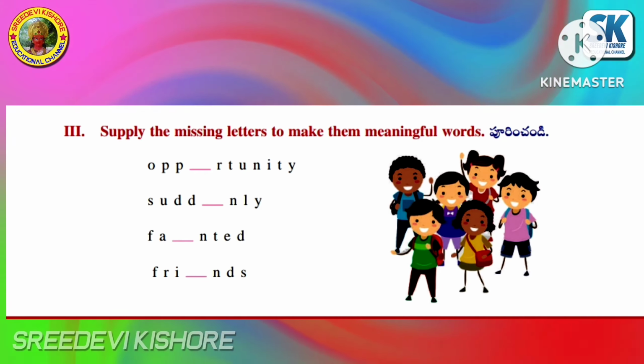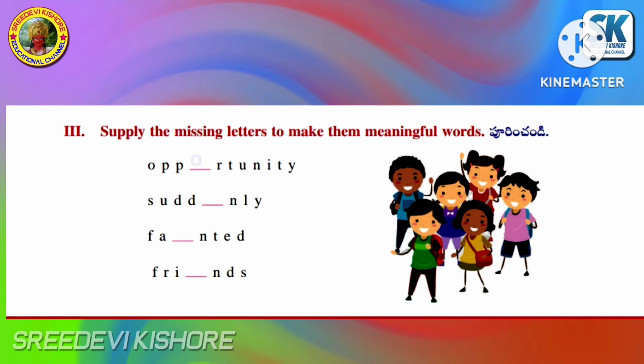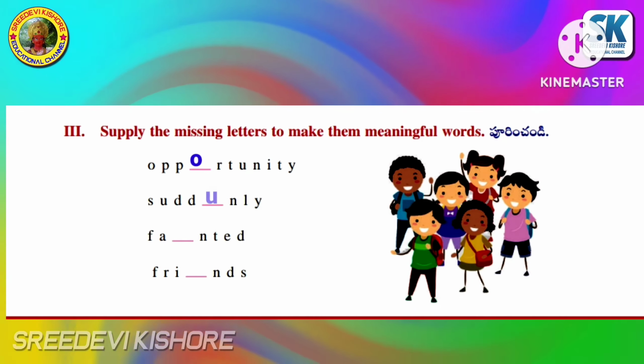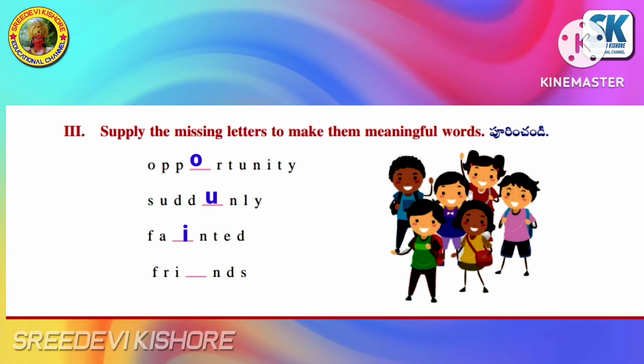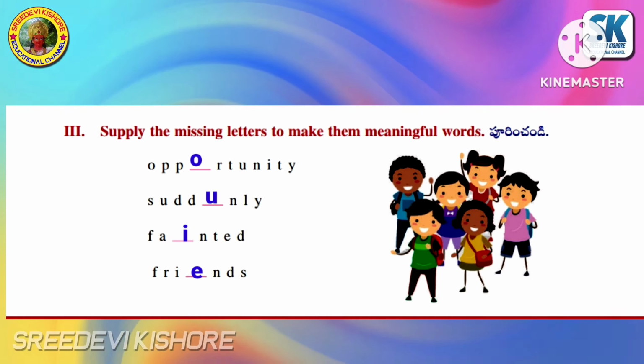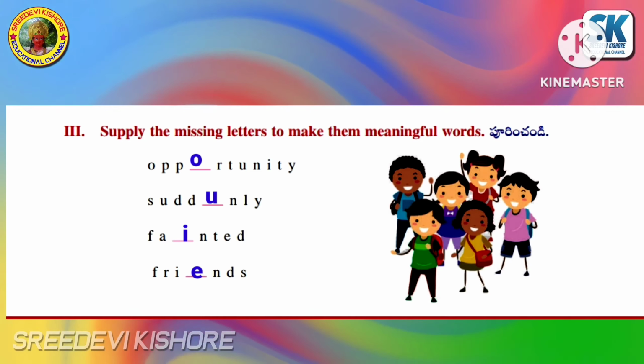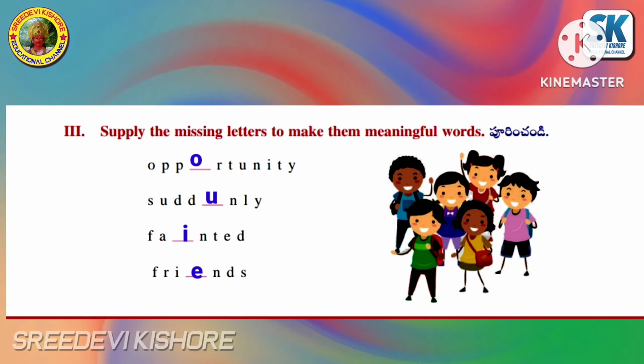Supply the missing letters to make them meaningful words. OPPORTUNITY, opportunity. SUDDENLY, suddenly. FAINTED, fainted. FRIENDS, friends.